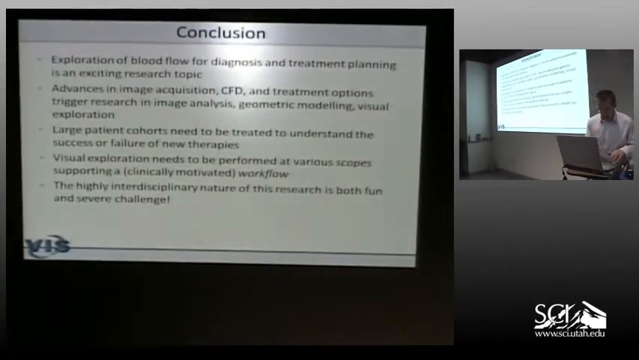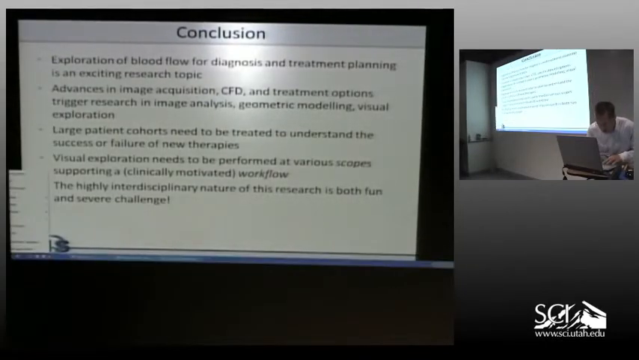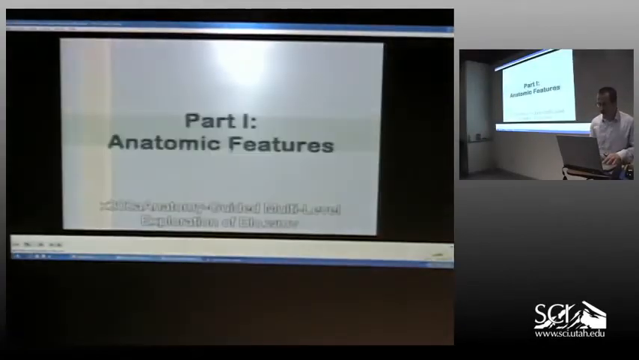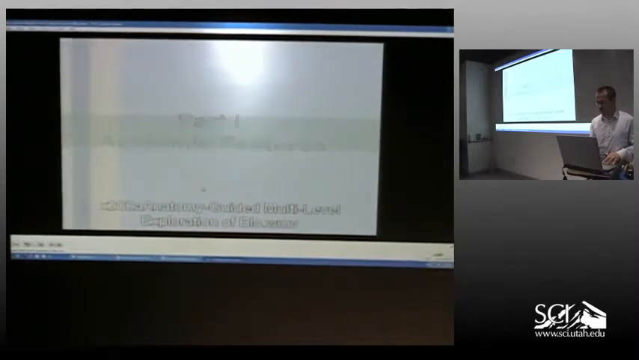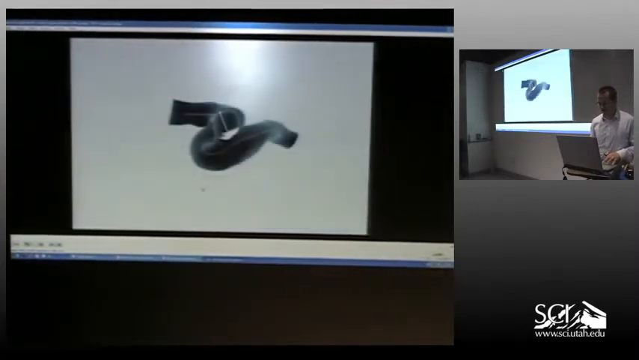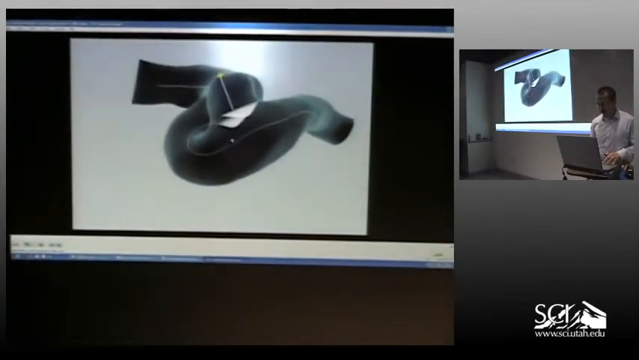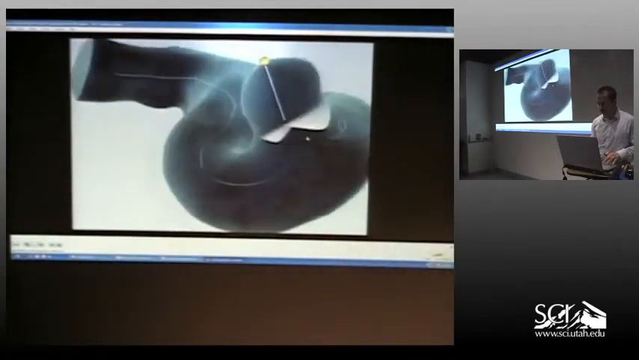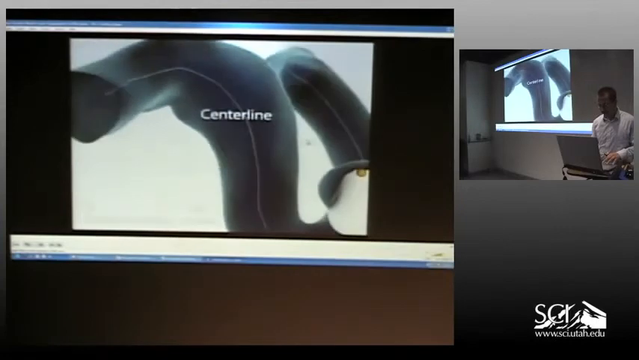So I should show the final video. This, by the way, all these videos are available on our website. I will show the address later. So these are the descriptors: the ostium plane, this dome axis, and here the parent vessel axis.